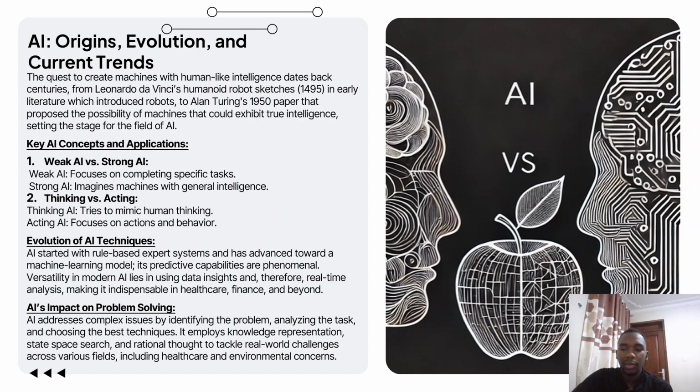So now, AI's impact on problem solving. AI addresses complex issues by identifying the problem, analyzing the tasks, and choosing the best techniques to solve that problem. It employs knowledge representation, state-space search, and rational thought to tackle real-world challenges across various fields.